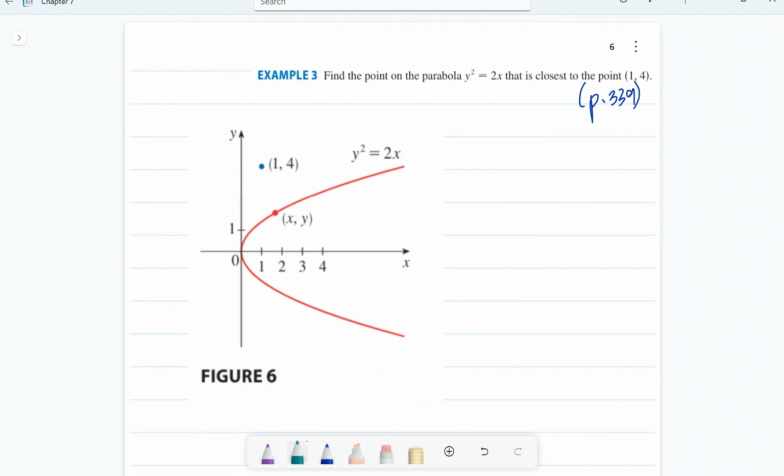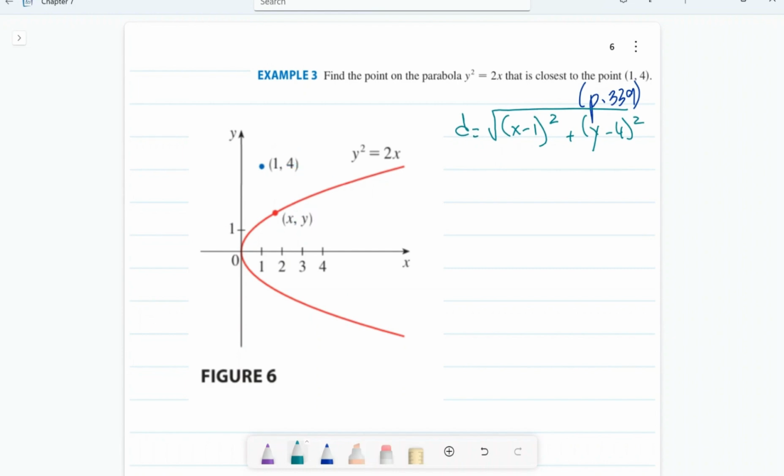How do we do that? First, as we did before, we define a function. In this case, our function would be the distance. How do we find the distance between 2 points? If you remember, we do x1 minus x2 all squared. So in this case, x minus 1 all squared plus y2 minus y1, so y minus 4 all squared, and the square root of all of that.